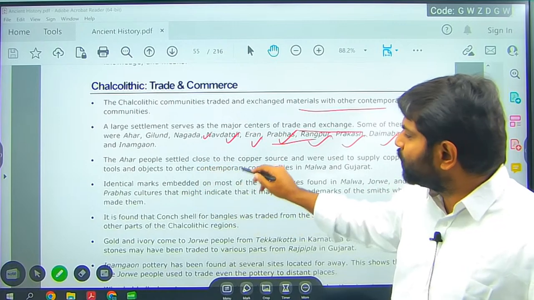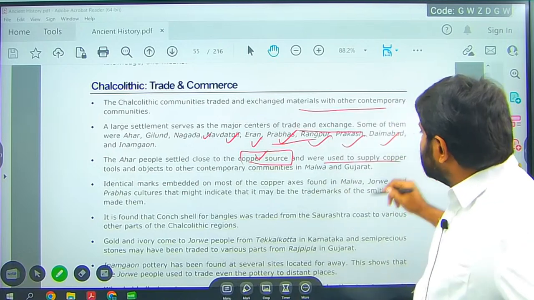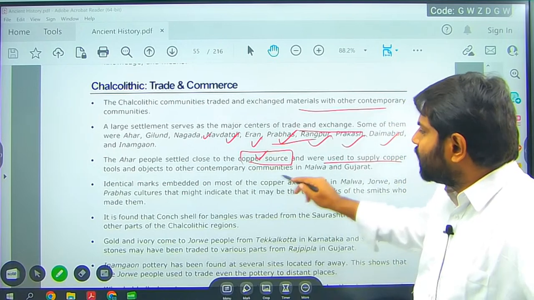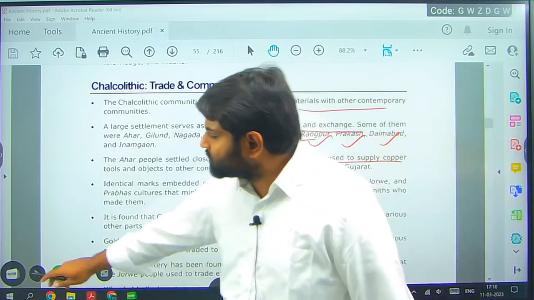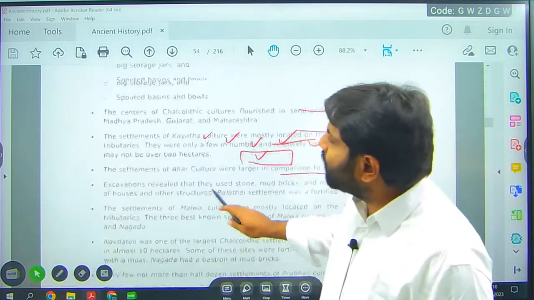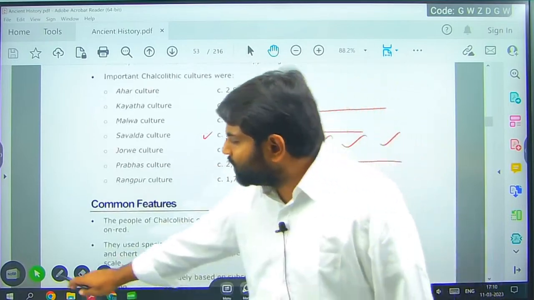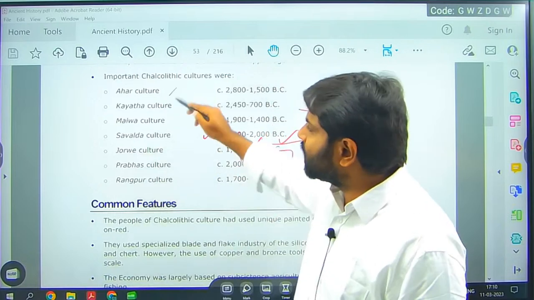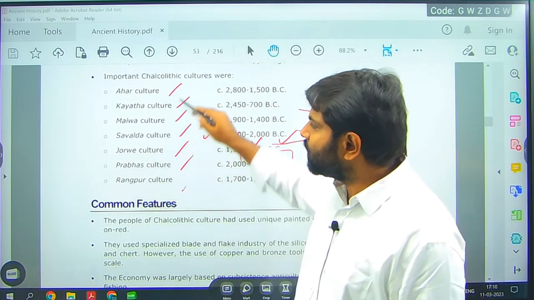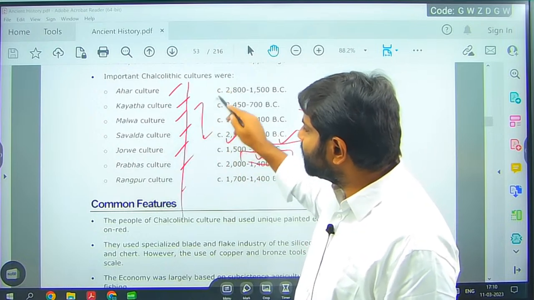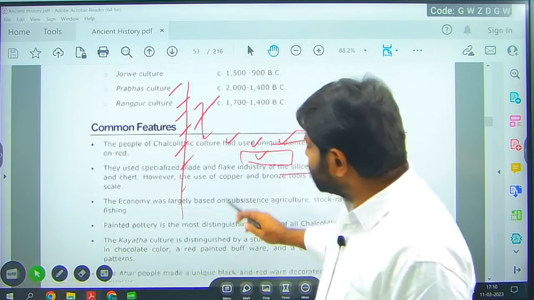The Ahar people settled close to the copper source, as Chalcolithic means copper, and supplied copper tools and objects to contemporary communities like Malwa and Gujarat. All these Chalcolithic communities are contemporary communities, so don't get confused. Ahar, Kayatha, Malwa, Savalda, Jorwe, Prabhas, Rangpur are the different Chalcolithic cultures we are talking about. These are the seven Chalcolithic cultures which dwelled between 2000 BC and almost 1500 BC.